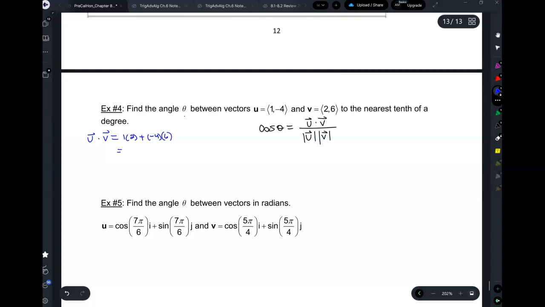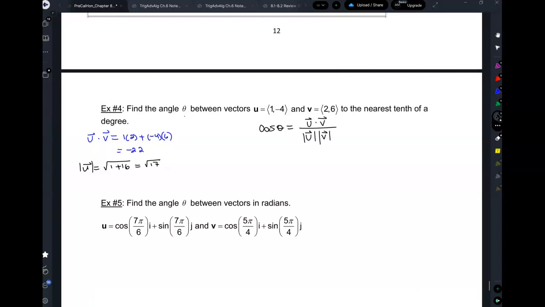So this will be -22. Now, I need to find the magnitude of U, which is going to be 1 plus 16, so root 17, right? From here, magnitude of U. Then I need to find the magnitude of V, which is going to be 4 plus 36, root 40. Now, this is not a final answer, so don't simplify, right? If this was a final answer, you would have to simplify, but let's just leave it like that.